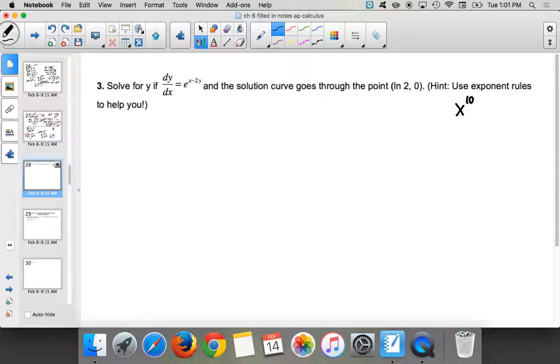e to the x. No. So if I had x to the 10 over x to the 4, do you guys remember how that's 10 minus 4? Let's go backwards with this one.